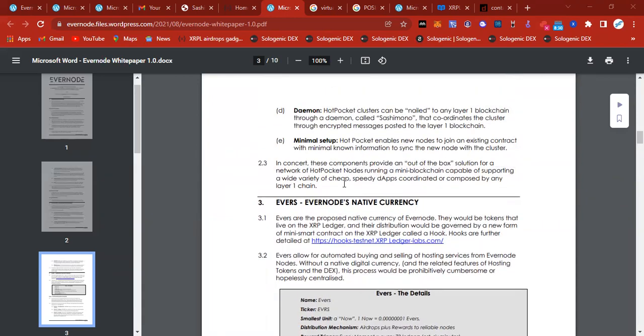In concrete, these components provide an out-of-the-box solution for a network of HotPocket nodes running on a mini blockchain, capable of supporting a variety of cheap, speedy, decentralized applications coordinated or composed by any layer one chain. And now let's get into the token that runs the network.